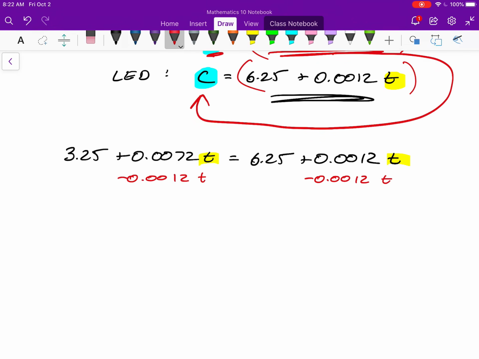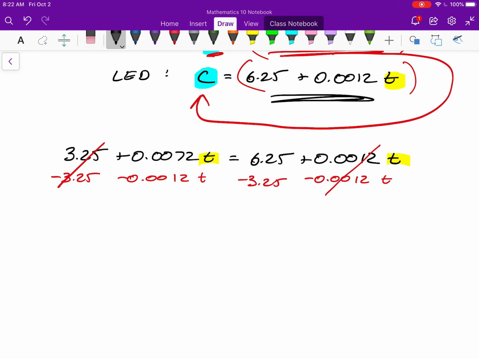But while I'm at it, to save myself time, I can see that that term's going to cancel out. So I'm going to also subtract 3.25 from both sides. So I can see that cancels out. And then I can just see that I'll have a t variable on one side and a constant on the other. Again, if you don't want to do this in one step, then do it in two steps.